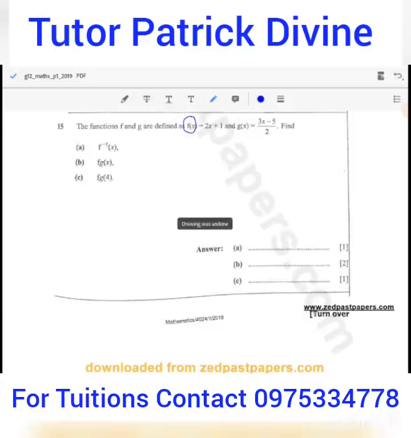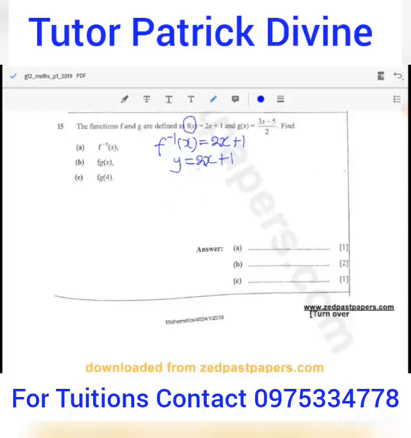The way we do it, we get f inverse of x is equal to the function of f of x. So we get 2x plus 1. That is the function of f of x. From here, replace f inverse of x with y. Then it's going to be y equals 2x plus 1.